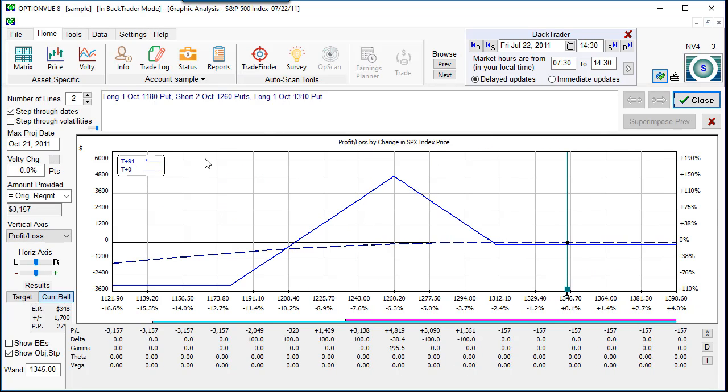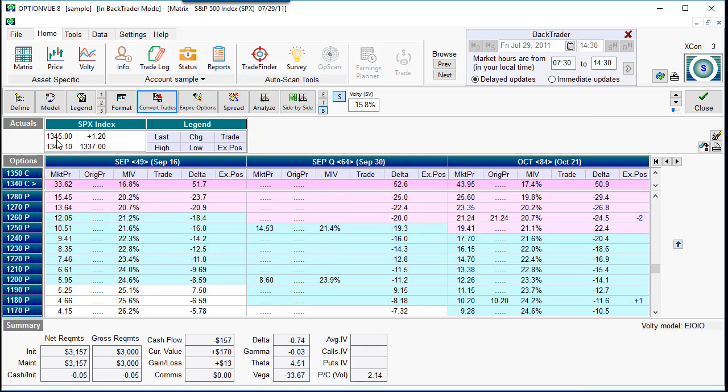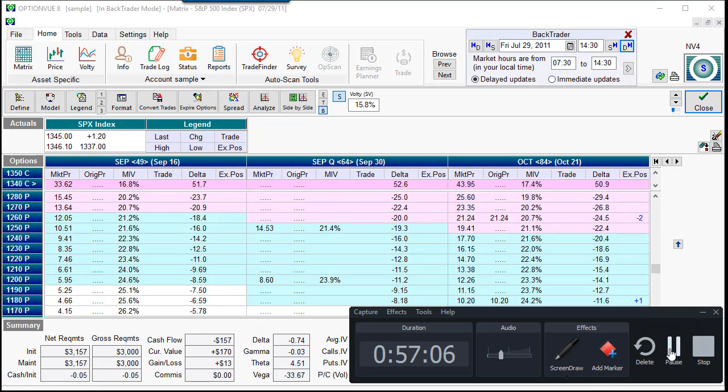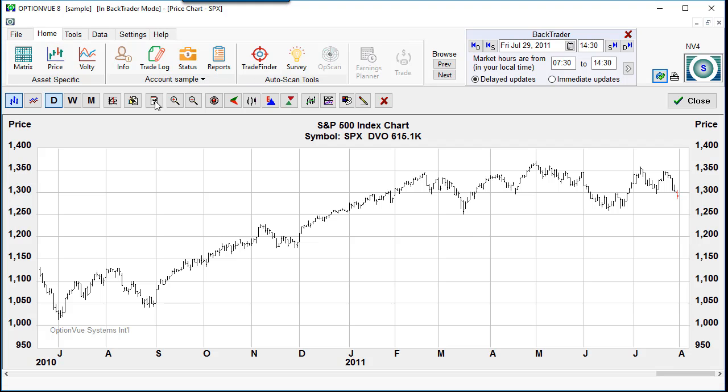All right, so that's where we're at. Again, upside risk is 157. It's a little over half of what our true maximum risk is on this particular trade. And we'll just go to the following Friday. We're starting out at 1345, and 1 week later, what are we at? All right, I figured that was easier to just wait. We're at 1292.